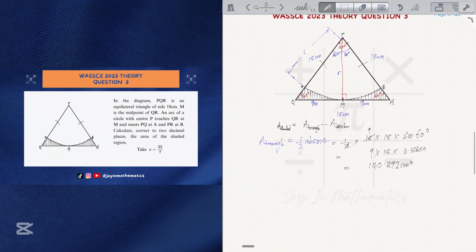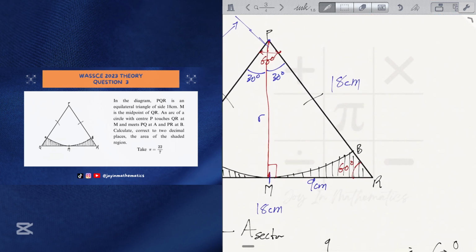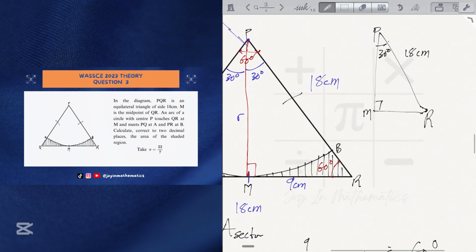Now it can be as simple as this, but then we can also make it a bit long in a way. So if we look at this triangle now, let's bring out this triangle. Triangle PMR is right angled at M, because I understand that not everybody is familiar with the formula of the area of a triangle as half ab sine theta. The angle here is 30 degrees, the length is 18 centimeters, and the height, as you can see, the height here is R. The base is 9 centimeters.